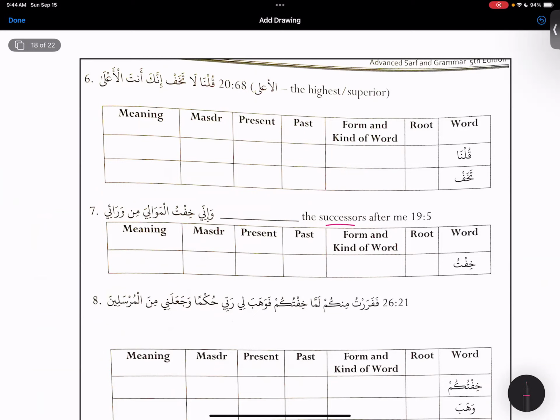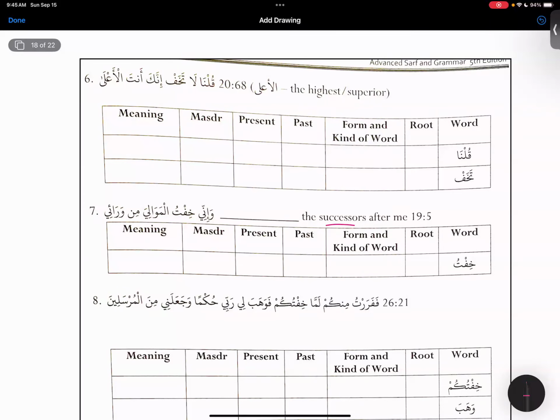You guys eat up so much in between. So la takhaf, do not fear. Innaka, indeed you are. Anta, you are. See the emphasis over here? And al-ala. Now you tell me al-ala. Superlative, yes, because it has al on it. So now we say the highest, the most exalted. This is al-ala. We say Subhana Rabbi yal-ala. So my Rabb, you are the most exalted.